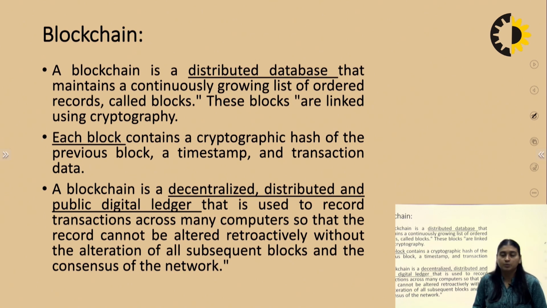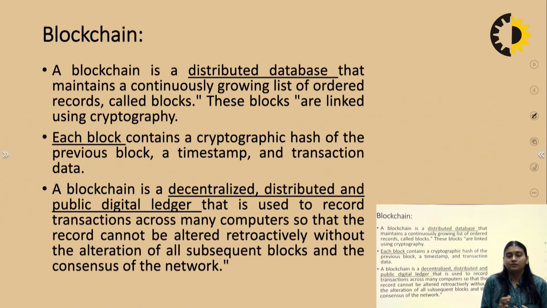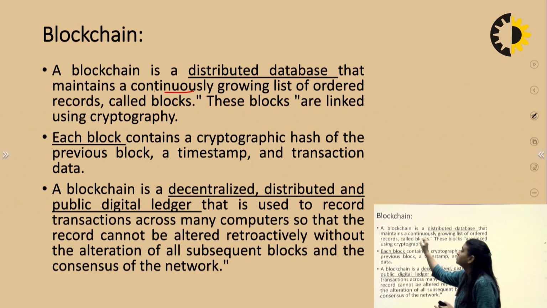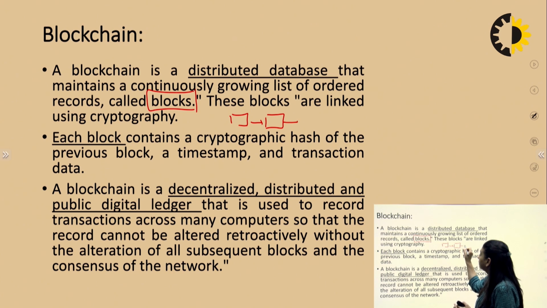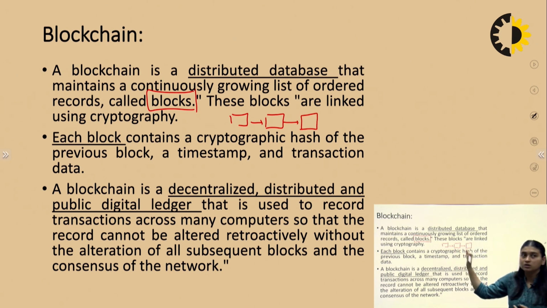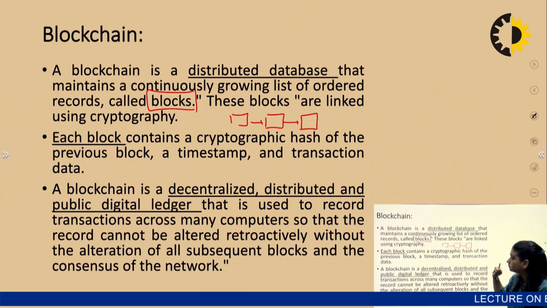Next is the basic definition or the factual information about blockchain. The very first point says a blockchain is a distributed database, meaning whatever database we are using here is distributed. It is not centralized at all. It maintains a continuously growing list of ordered records called blocks. This is a very important term. We have a number of blocks, and these blocks are interrelated to each other. That is why we call this technology blockchain technology.